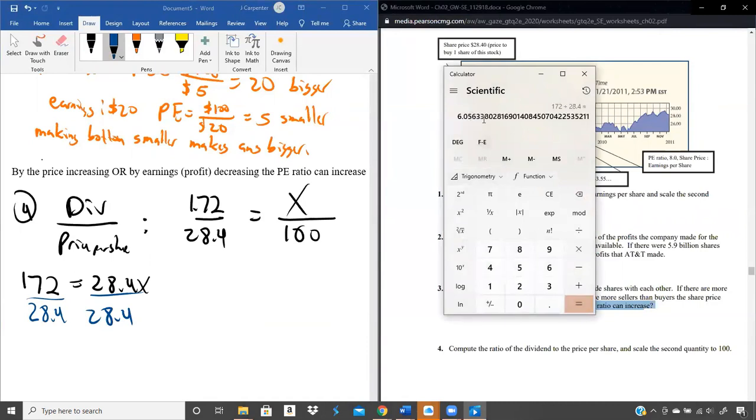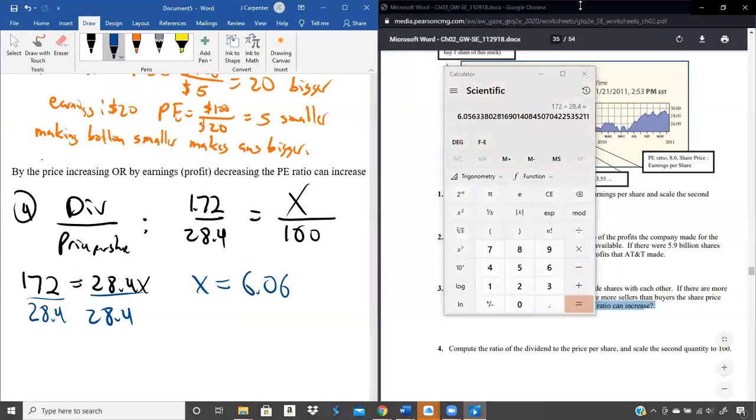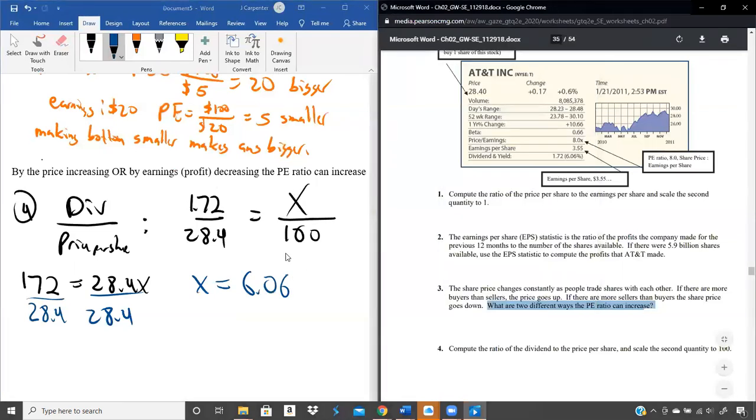6.05. Let's just round this to 2 decimal places, so 6.06. So x is equal to 6.06. Now we scaled that to 100, so this is essentially a percent.